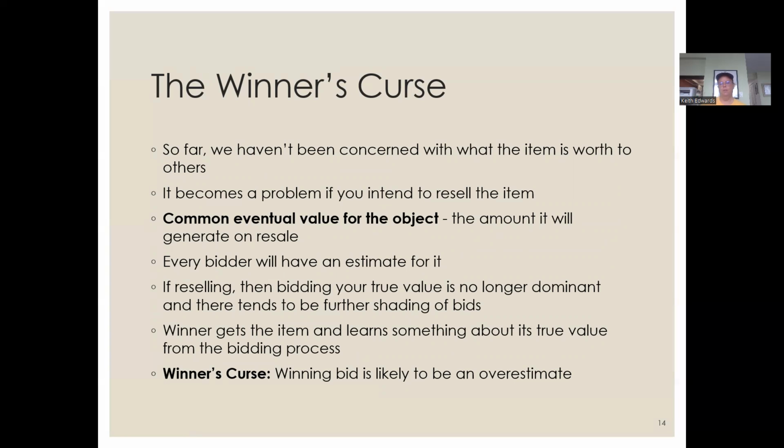And so far, we haven't been concerned with what the item is worth to others, but that becomes a problem if you intend to resell it. The common eventual value of the object is the amount that it'll generate on resale. Every bidder will have an estimate for it, and if you're reselling, bidding your true value is definitely not a dominant strategy, and there tends to be a further shading of the bids. The winner gets the item and learns something about its true value from the bidding process, based on what other people bid. The winning bid is also likely to be an overestimate, which is something called the winner's curse, and that's common in oil drilling rights and in baseball free agents.